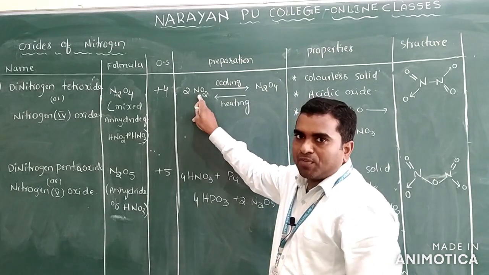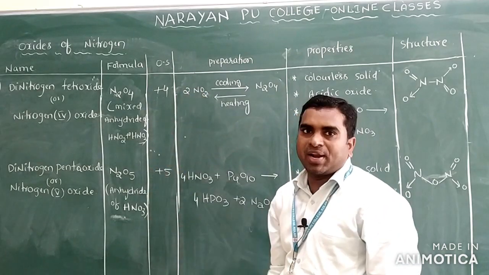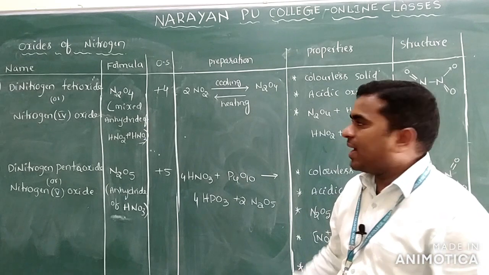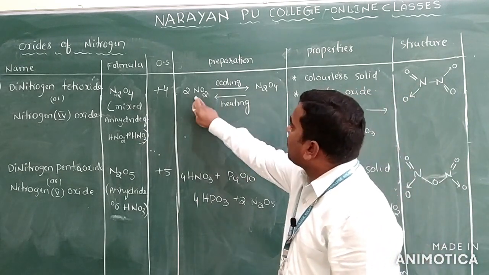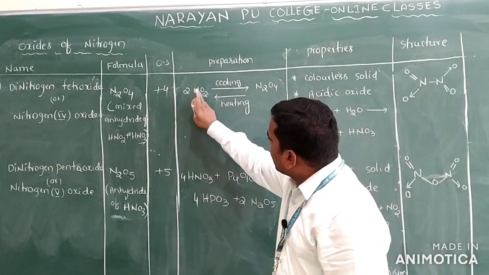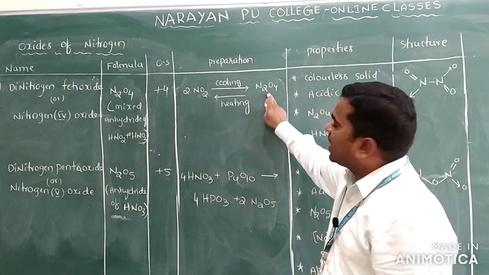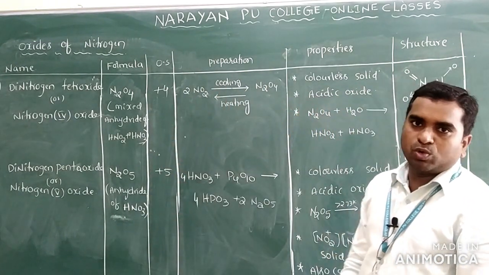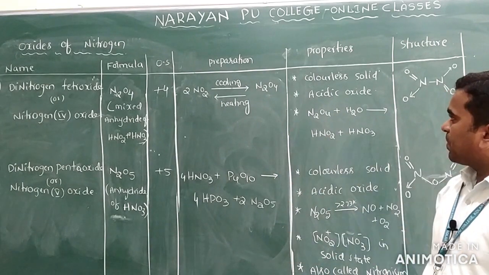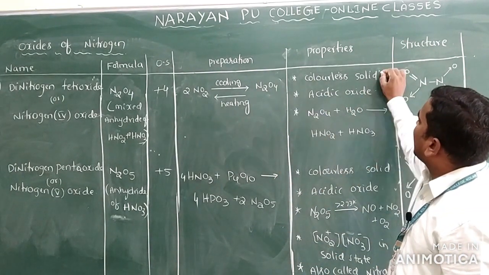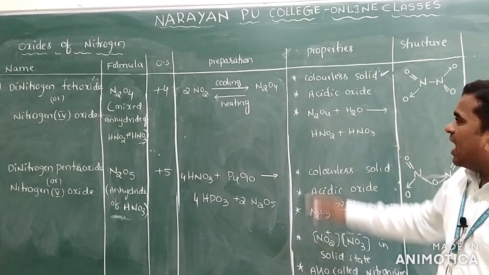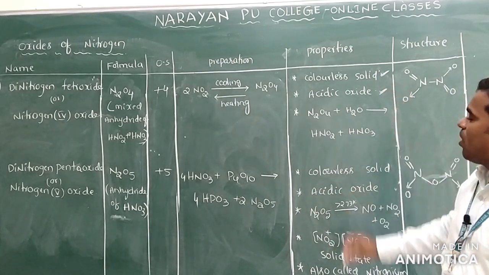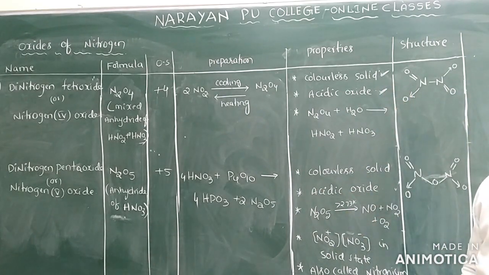2 molecules of NO2, because each odd molecule will have 1 unpaired electron, combine and give the N2O4. Under which condition? Cooling. If you cool the NO2 molecules here, you will get N2O4. If you heat N2O4, then it will again give NO2 molecule. Clear? So this is the preparation, and also it is a colorless solid, and I said all oxides are acidic except N2O and NO.